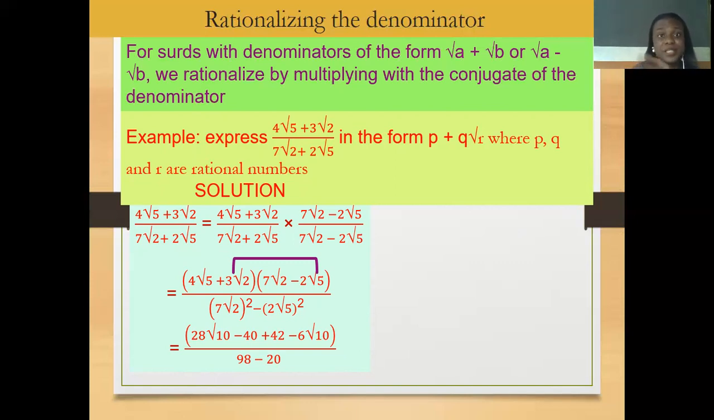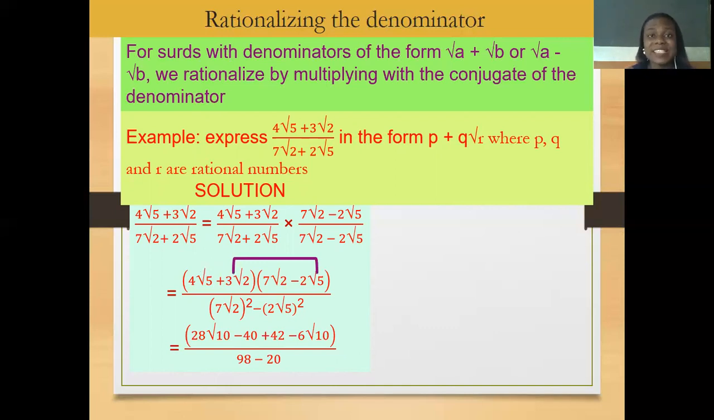Now for the denominator, 7 root 2 times 7 root 2. Okay, so 7 times 7 is what? 49. Root 2 times root 2 is what? 2. So 49 times 2 gives us 98. Then (2 root 5) all squared, 2 root 5 times 2 root 5. 2 times 2 is what? 4. Root 5 times root 5 is 5, and 4 times 5 will give us 20. Okay, so we are going to have 98 minus 20 as the denominator. Okay, so just follow me.